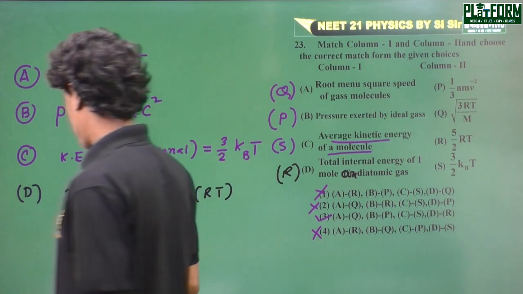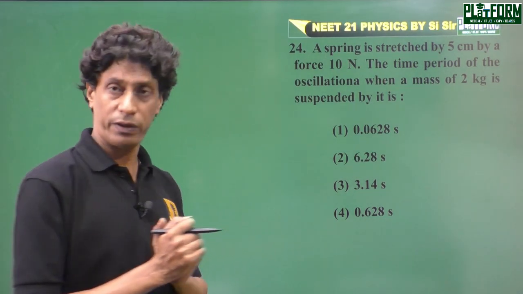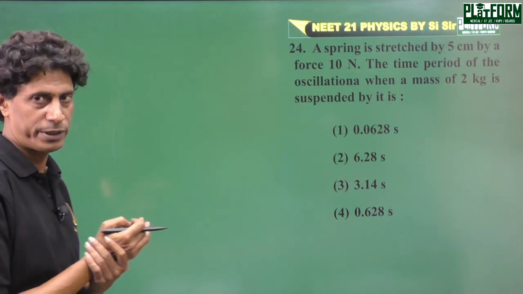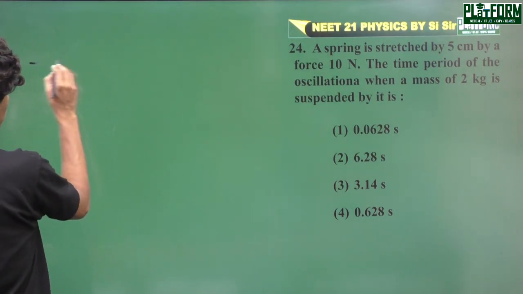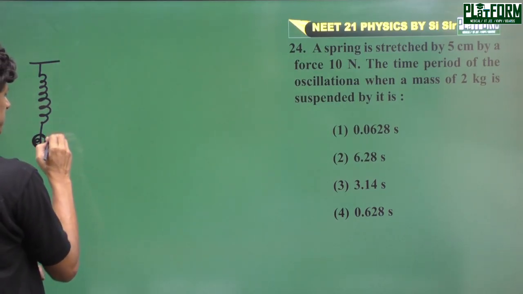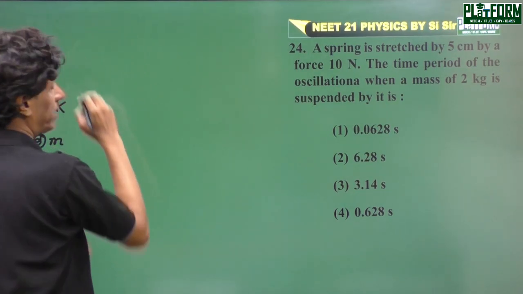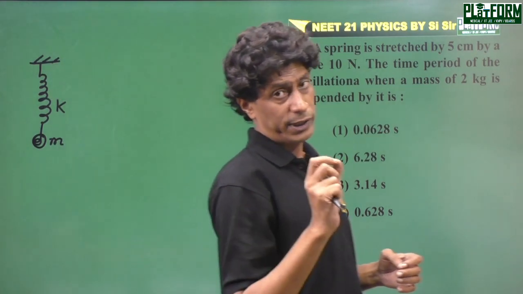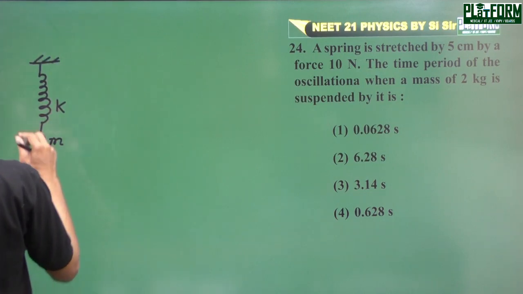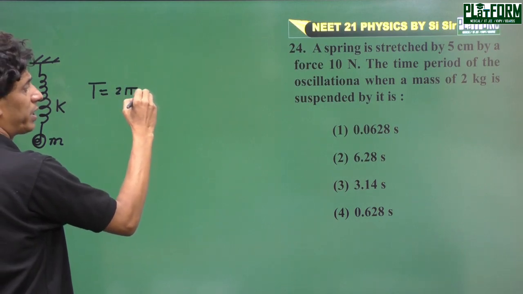Next problem. A spring stretched by 5 cm by a force of 10 Newton, time period of the oscillations when mass of 2 kg is suspended by it. So, in the case of spring, a body of mass is connected across one end and the other end of the spring is pivoted at a rigid support. If this body is stretched and slightly depressed, we can get the time period of the oscillation as twice pi root over m by k.